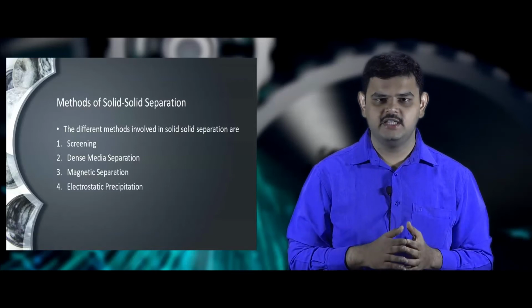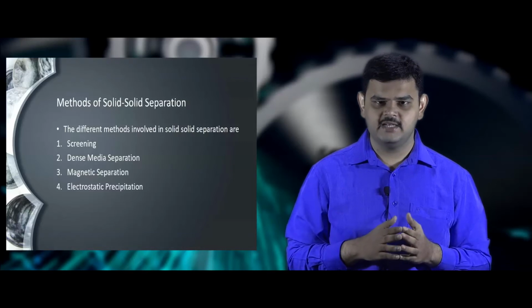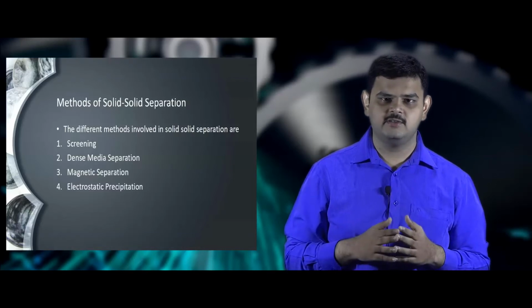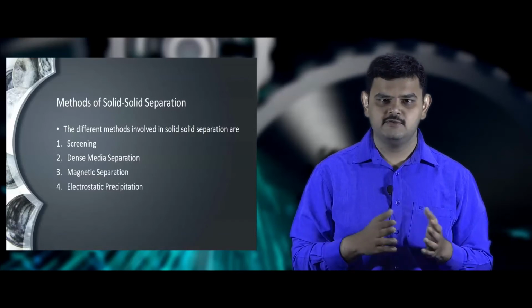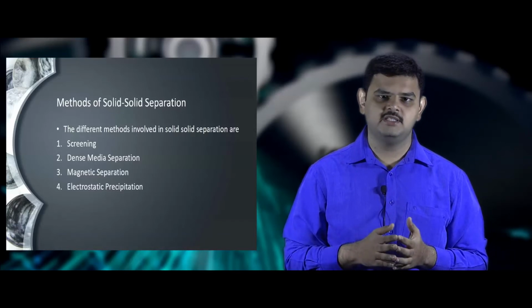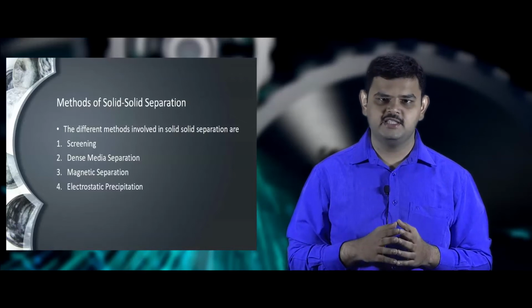Now we move on to the different methods involved in the separation process. The first one is screening. The second one is dense media separation. The third one is magnetic separation, and the fourth one is electrostatic precipitation. Screening is a very easy process, available from domestic kitchens to all chemical process industries.